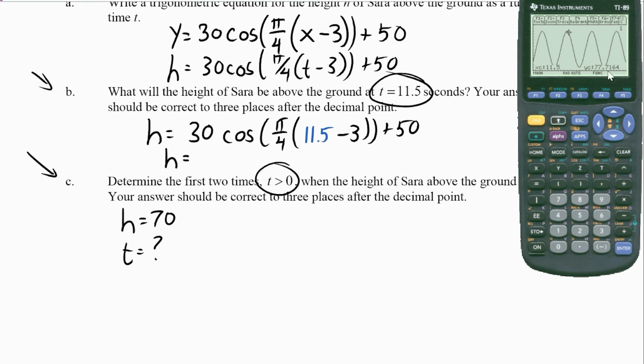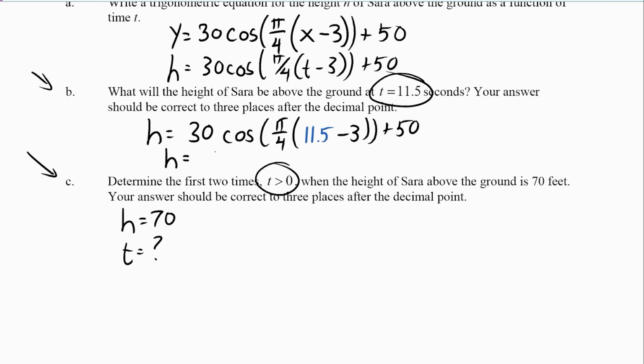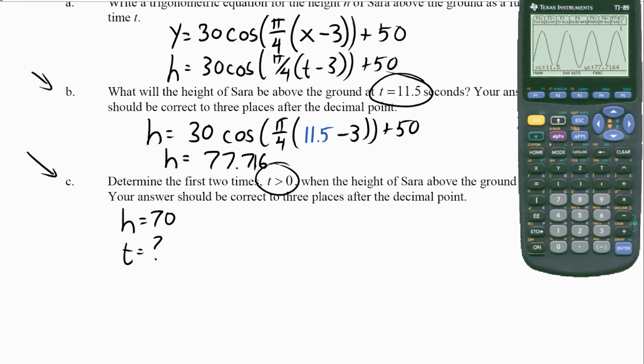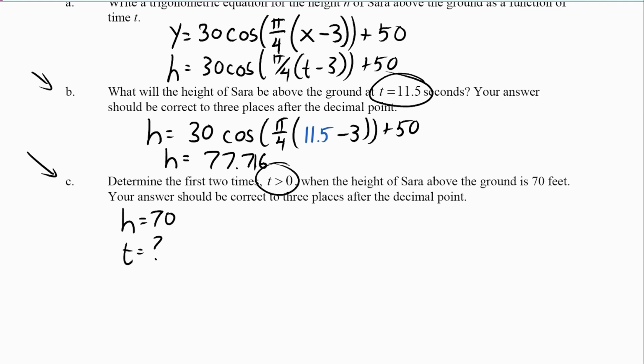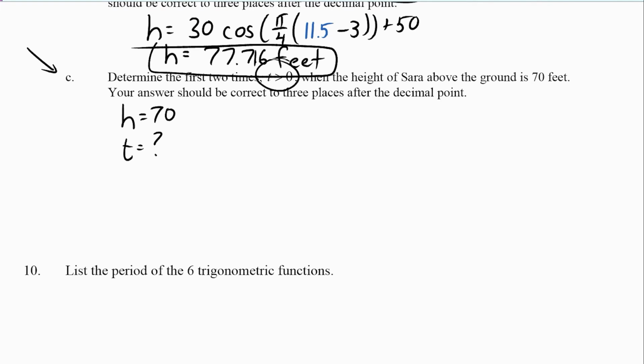So it's 77.716. So I'm going to write that there. 77.716. And just to double check, do I need to round up the 6? No, I don't. And I leave it at 77.716. Make sure that you're also including the units too. So if I'm talking about feet, I'm going to include feet as well. Just like that.